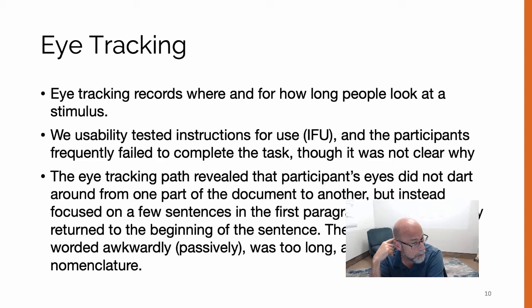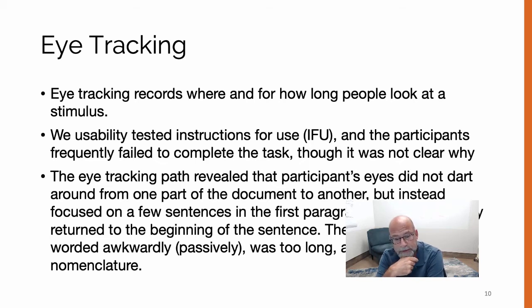These are called regressions when you look at documents that way. You go back and read again. Well, that tells us it wasn't that they had trouble finding the piece of information they needed, because their eyes weren't bouncing all over the screen looking for this information. They found it. They knew which sentence it was. They just couldn't understand it because they were reading it over and over again.